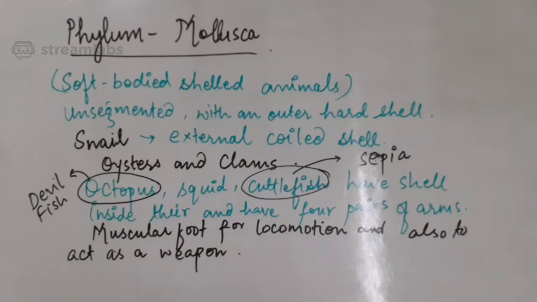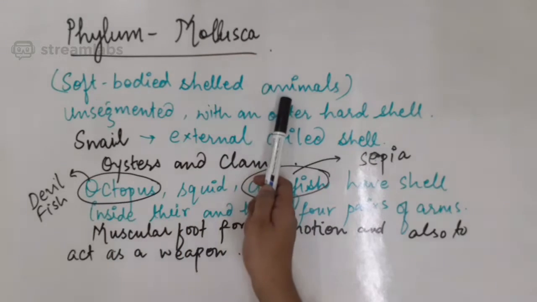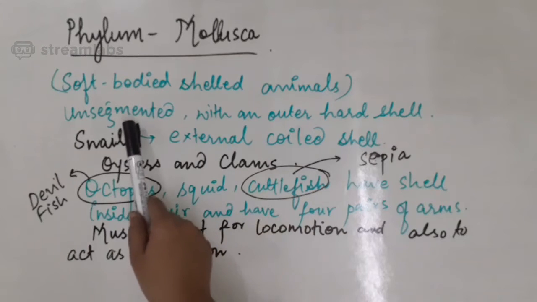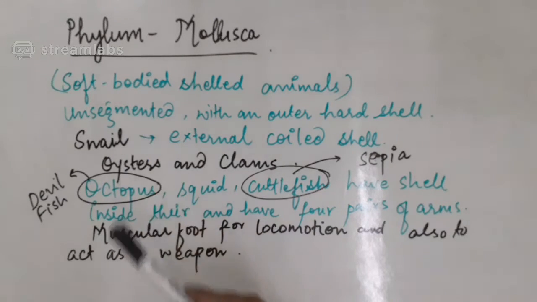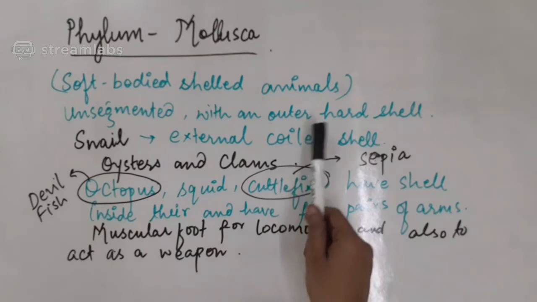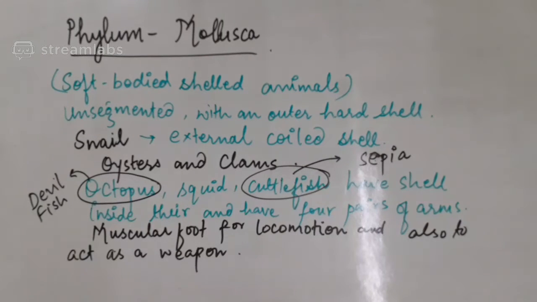Now the phylum Echinodermata, these are the points which may be asked in your exams or test. Phylum Mollusca are also called soft bodied shelled animals. Is their body segmented or unsegmented? Their body is unsegmented. Are they having any outer hard shell? Yes, they are having hard shell. Some of the mollusks have the shell inside their bodies, like octopus, squid, cuttlefish, slug, etc. Now let us discuss our last phylum of the invertebrates, that is Echinodermata.